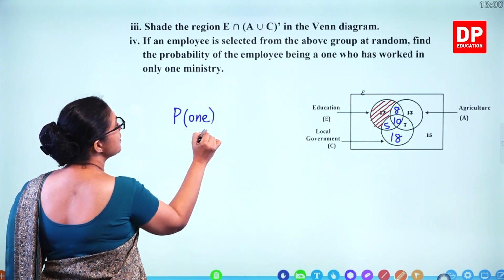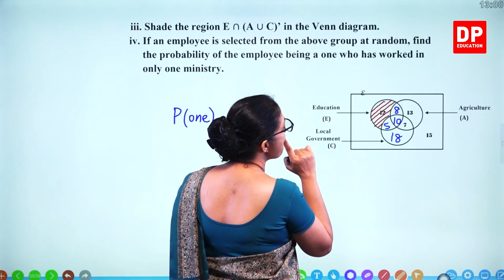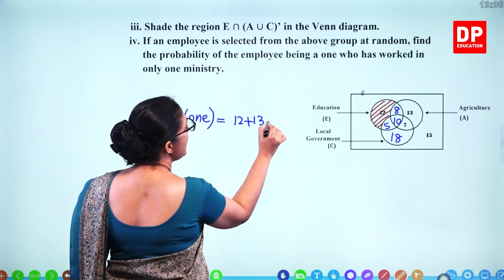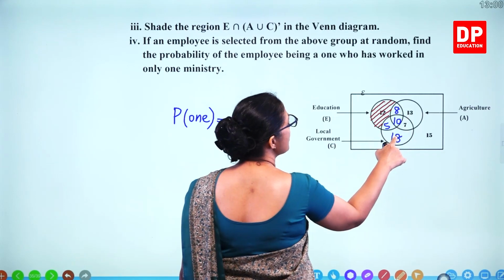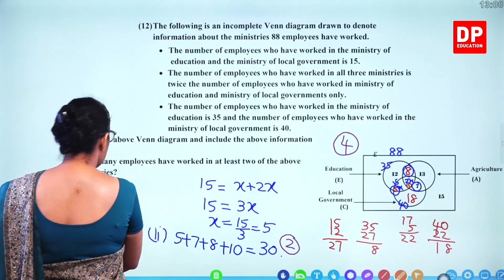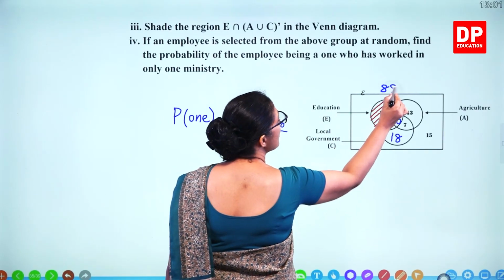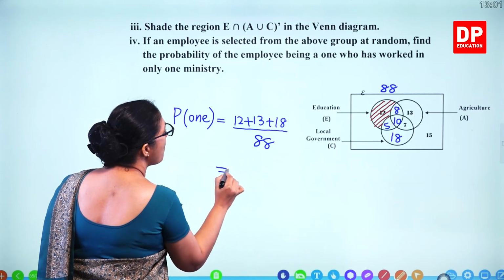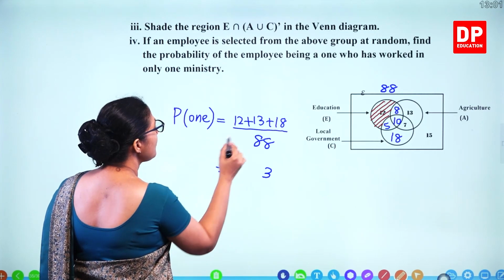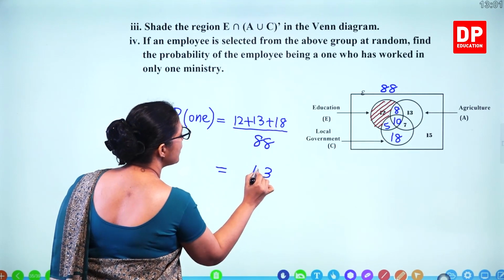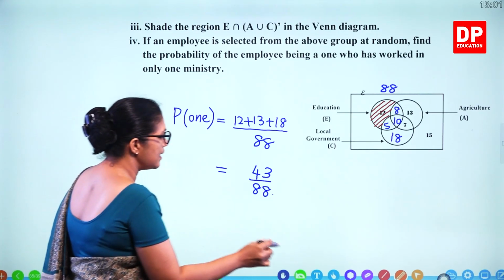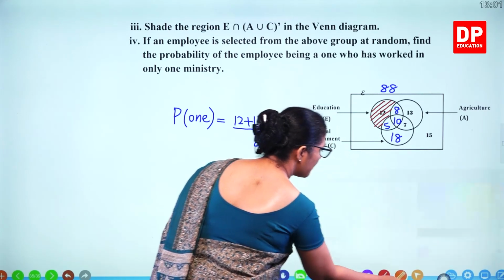Only one ministry. How many? Here, 12, 13, 18. This is only one ministry. Divide by total. What's the total? Given 88. So you can take this one as 88. So what's the probability? 3 plus 2, 5, 13. 1 remaining, 2, 3, 4. 43 over 88 is the probability. So let's see how many marks.